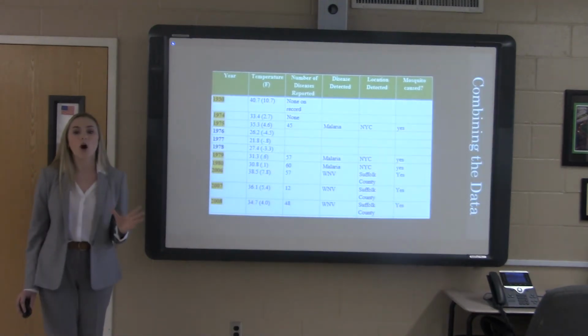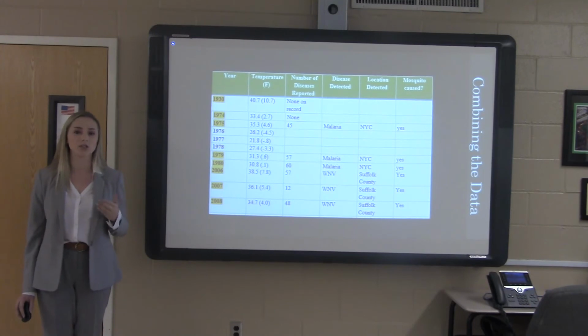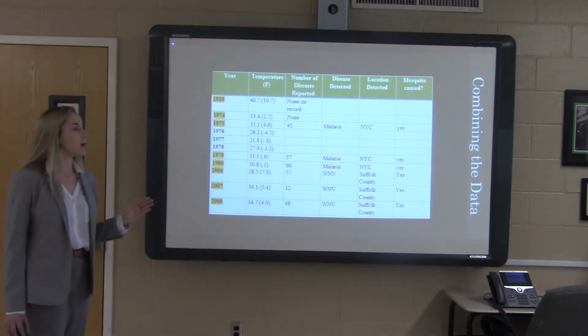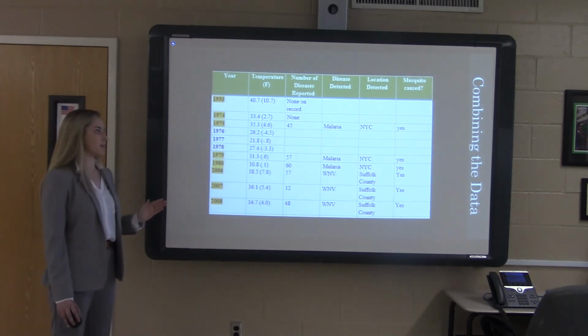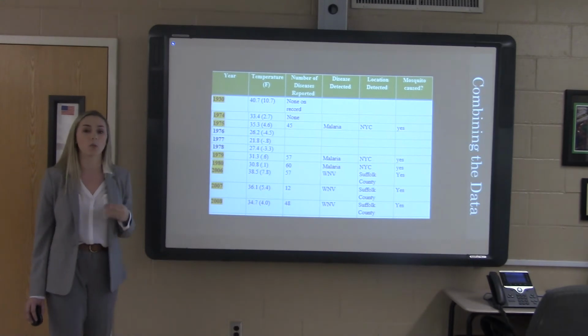So when I was combining all my data, I thought it would be most efficient to make a chart so I could see each variable and how it changed over time. First, on the left side, I did the year. I have the years from 1930 to 2017. This chart will just show you snapshots of the different segments of my data that I thought were important.